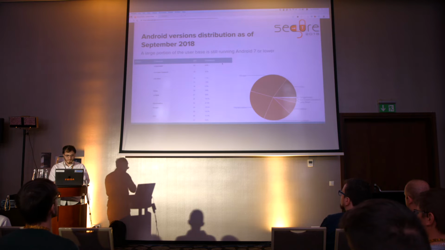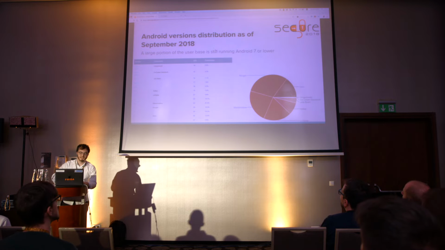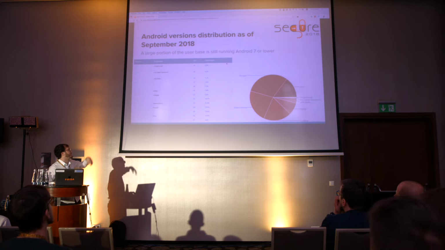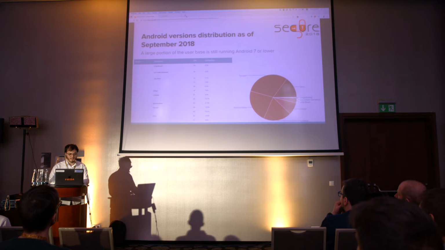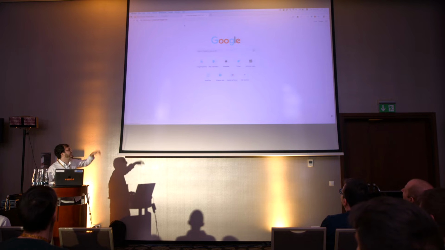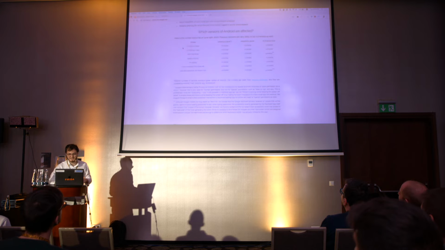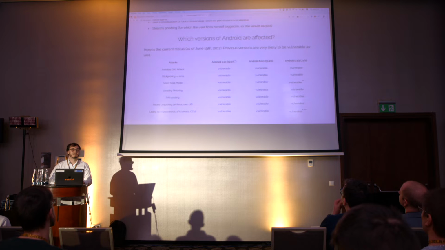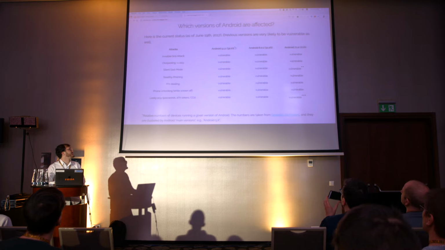And as we can see, I took this very recent distribution chart, and the thing is that the vast majority of users are still running Android 7 or 7.1 or lower. There's a very small percentage of people running Android 8, and, oh, it's not included. I took it from the Google website, so that's as far as I could get. So these attacks are effective until Android 7.1.2. So if a user gets infected by a banking Trojan using any of these techniques, they are actually vulnerable to them.